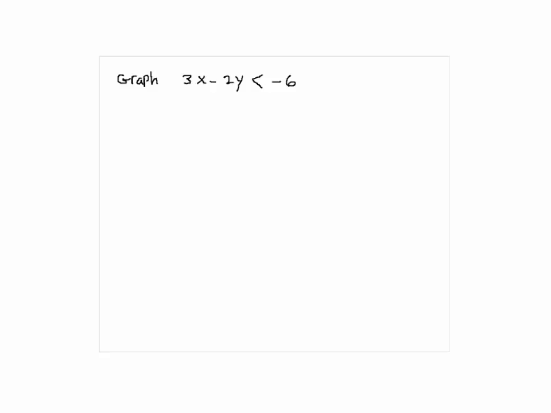To graph a line, we need 2 points. Let's take a look at that. X and Y. Alright, let's find the X and Y intercept. If X is equal to 0, what is Y, anyone? If X is equal to 0, you substitute 0 for each X. What do we get for Y?